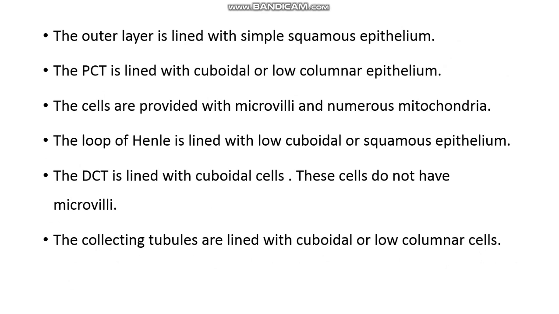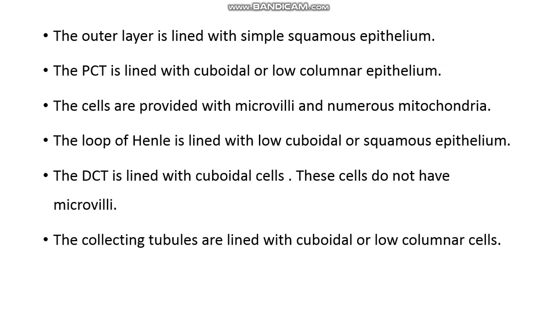The outer layer of the nephron is lined by simple squamous epithelium. Then the PCT is lined with a cuboidal or low columnar epithelium. So the PCT is lined by cuboidal or low columnar epithelium, and the outer layer of the nephron is lined by simple squamous epithelium. Then the cells are provided with microvilli and numerous mitochondria.